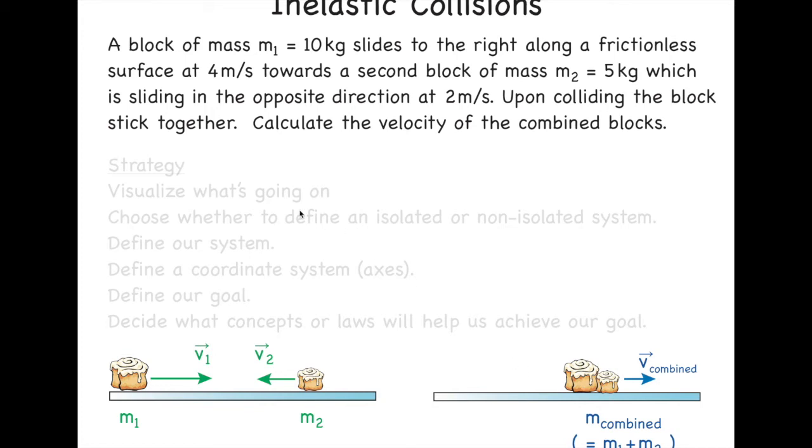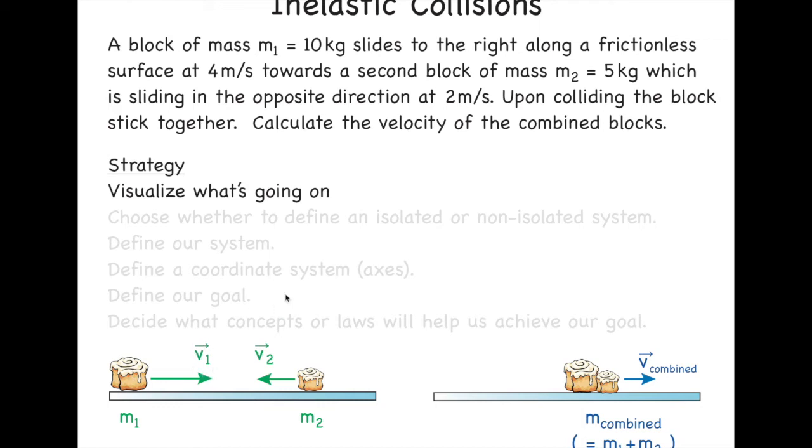So now let's take a look at some strategy. First thing to do is, of course, we want to visualize what's going to go on, right? What's going to happen. So we have a block moving in this direction, another block of a different mass moving in this direction, and the first mass is a 10 kilogram block. The second one is a 5 kilogram block, so this one's more massive.